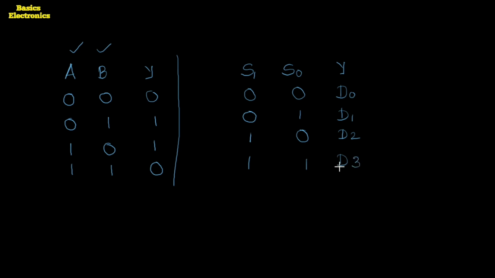So here we consider that the inputs are A and B instead of S1 and S0. Y is as it is, but instead of D0 there is 0 1 2 3. If we consider the example, we require D0 equal to 0 when A is 0 and B is 0. We require D1 equal to 1 when we apply A equal to 0 and B equal to 1. We require D2 equal to 1, and then we require D3 equal to 0. So for that we require to use the 4:1 multiplexer.